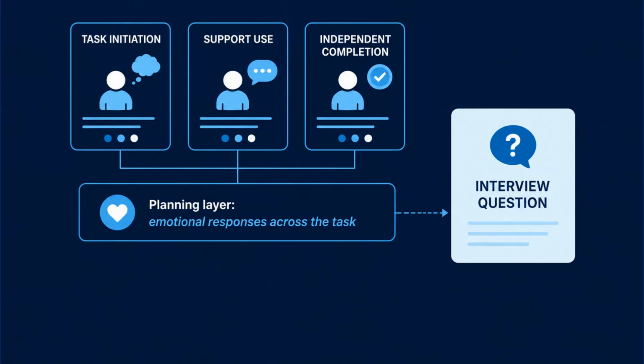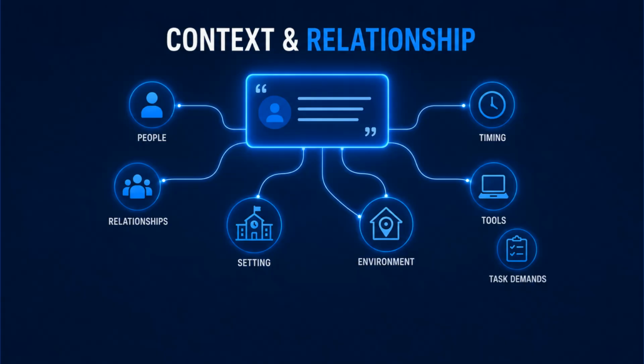They are revealing how independence is tied to anxiety, relief, and a sense of capability. In planning notes, this layer might sound like emotional responses during moments of task initiation, support use, or independent completion. Again, this is not an interview question yet. It is a direction for what the interview should make visible. The third lens is context and relationship. Ask, who or what shapes the experience?